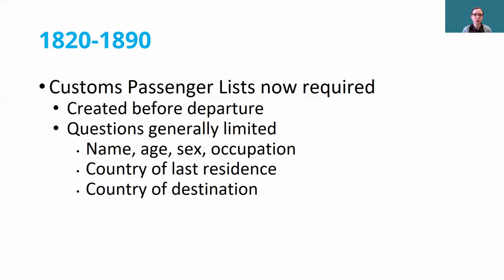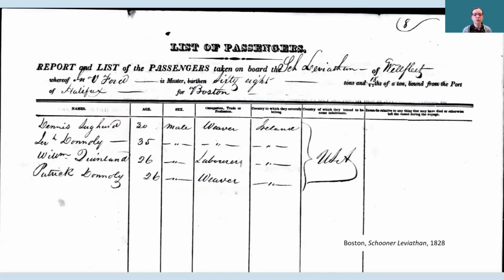Now, after 1820, our documents change a little bit because the United States now requires that customs passenger lists be filed. These are going to be lists of people getting on the ship that are compiled before or at departure. And the questions that are asked are standardized for the most part, but they're going to be limited. So we're really only going to get name, age, sex, and occupation, the country of last residence, and the country of destination. So here's one example.